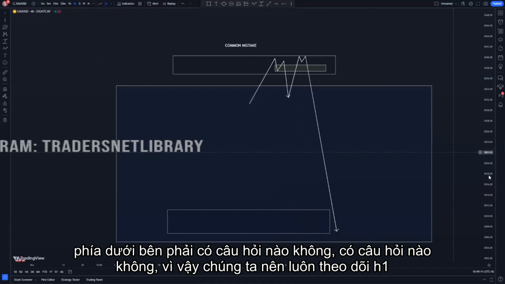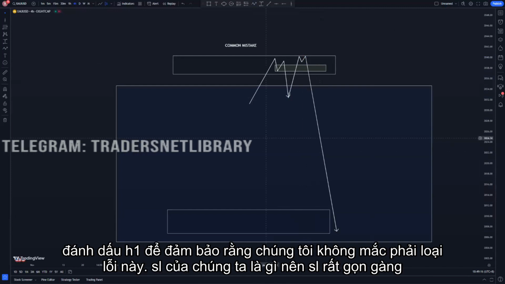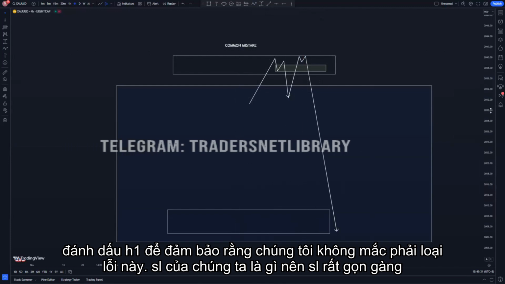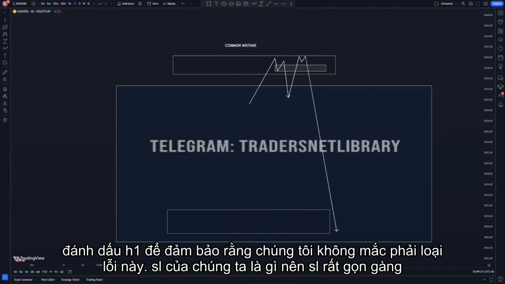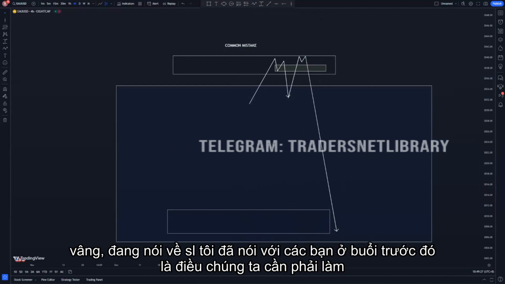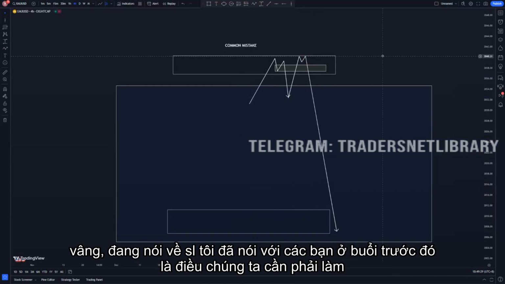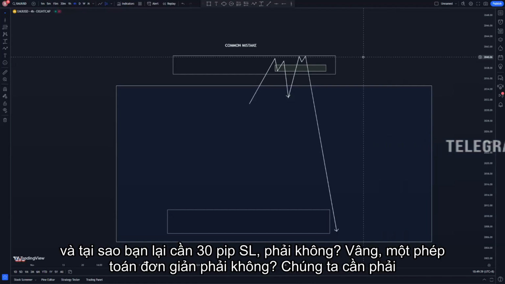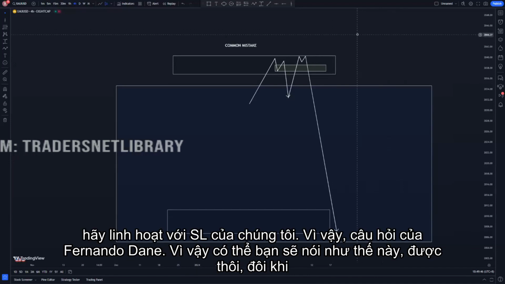So we should always monitor H1. Just mark the H1 to make sure that we don't make this kind of mistake. What's our SL? I told you guys in our previous session that we need to be flexible with our SL. If your buy zone is 5 pips, why do you need 30 pips of SL? Simple math, right? We need to be flexible with our SL. So for now, any question?